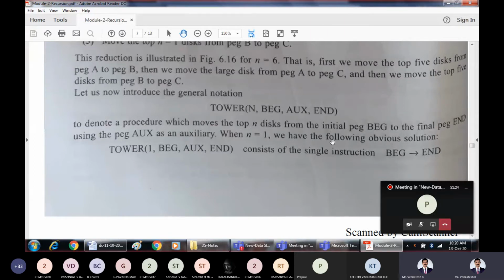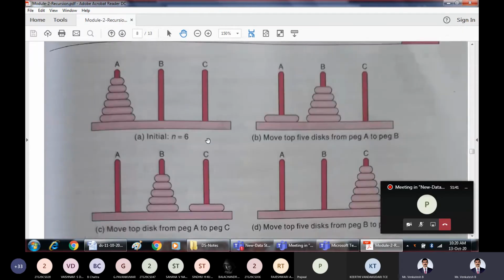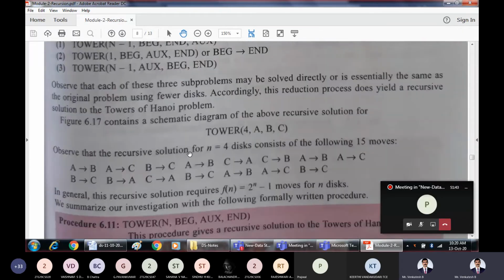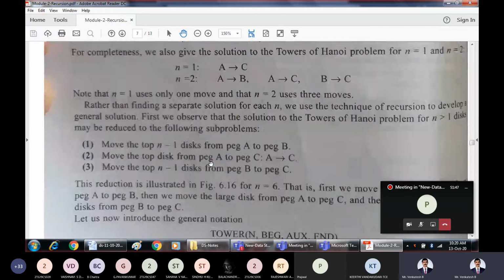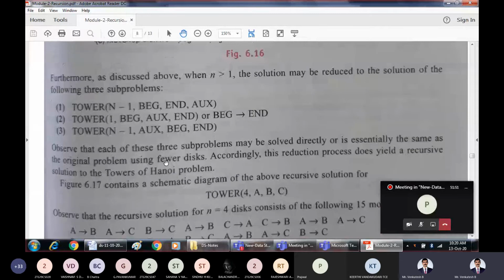So when N is 1, we have the following solution. When there is only one disk, what do we do? We directly move it from beginning to end, because when there is only one disk, you need not take help of anything else. Directly move it from source to destination. That's it. Now this is the scenario for n equal to 1. But how do we come up with the solution for n equal to 4? So I'll tell the recursive solution for this.